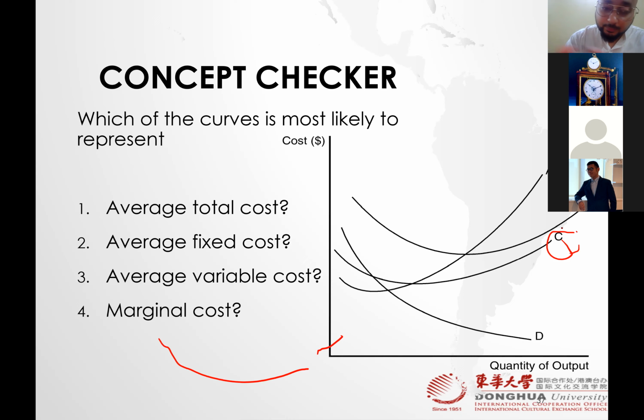So okay, let's first talk about the average fixed cost. We will answer this number one after we discuss the average variable cost. So what is the average fixed cost? It's D. Well done. Average fixed cost is decreasing and always decreasing, so it's going to be D. Right? Good. Average variable cost, what is the average variable cost? C.